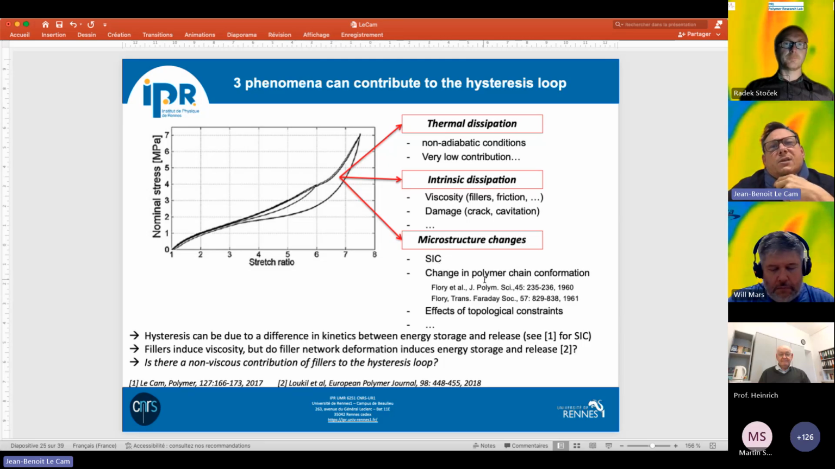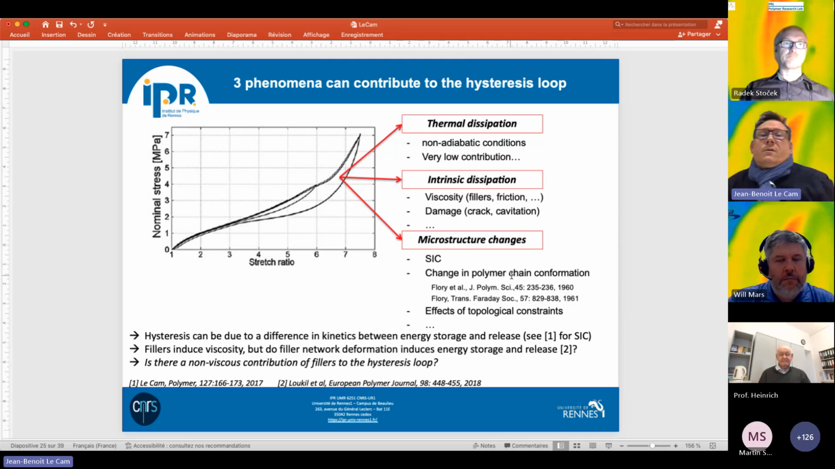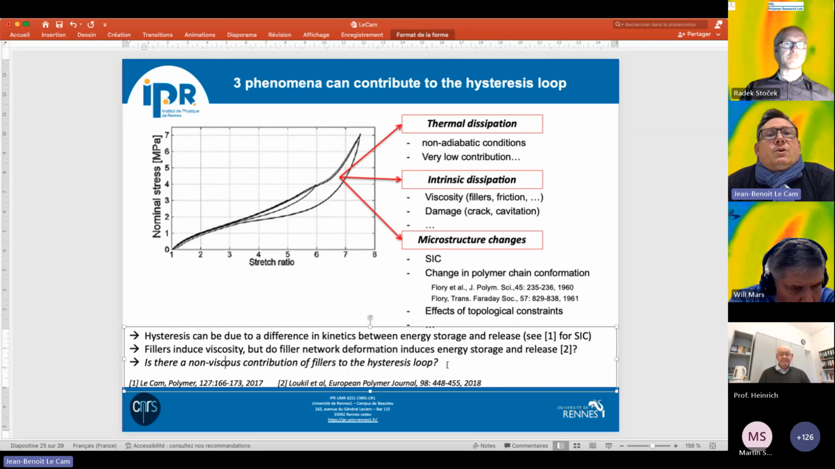So strain-induced crystallization, sorry. And change also in polymer chain conformation. This was discussed in the 60s by Flory, effects of topological constraint, etc. Okay. So the question, as I told you previously, is there a non-viscous contribution of fillers to the hysteresis loop? There is a viscous contribution, for sure, obviously, but is there a non-viscous one?